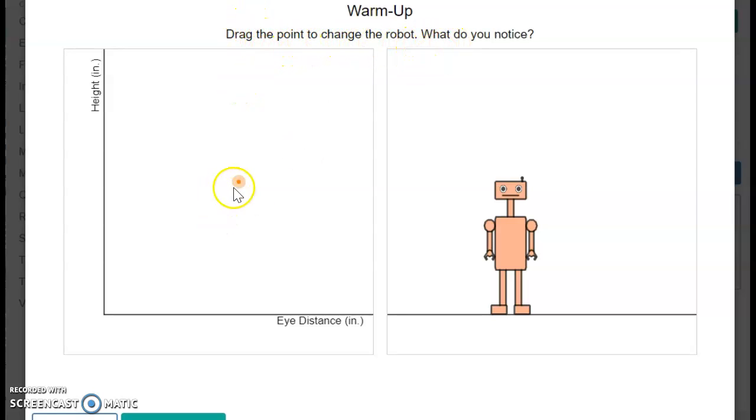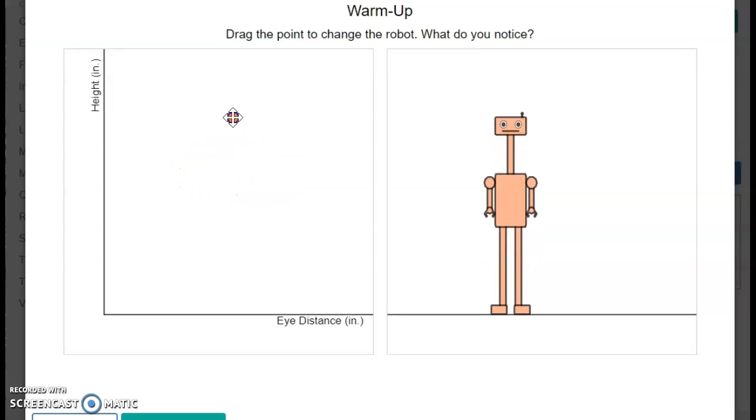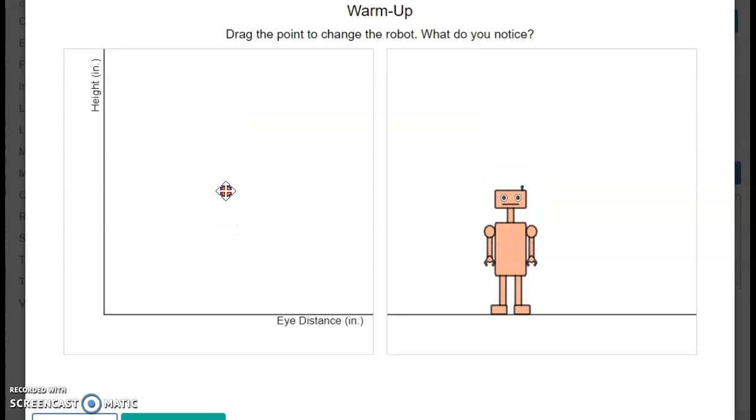What do you notice? If I just move this around, look what happens to the robot. The robot gets taller and shorter. And if I move it from side to side, look what happens to his eyes. The eyes are farther apart and then closer together. Why is that? That's because the x-axis represents the eye distance. If I make it farther away, that means the eye distance gets farther apart, so the distance between the eyes is bigger, but as the eye distance gets smaller, the eyes are closer together.